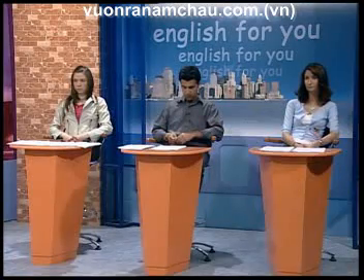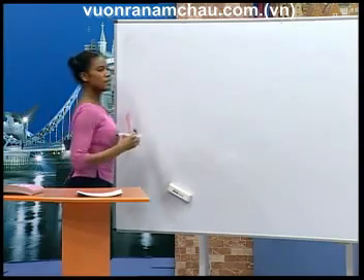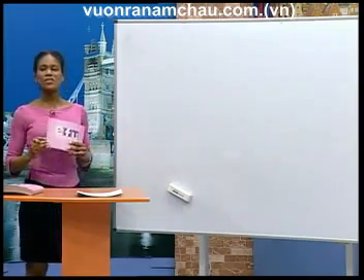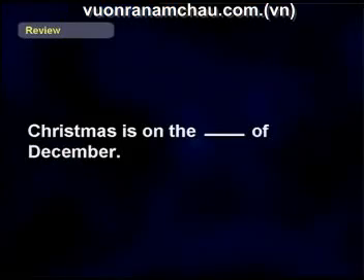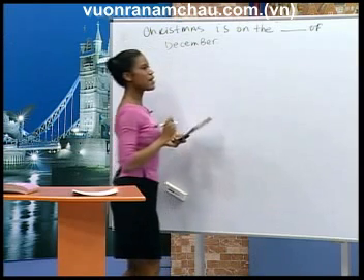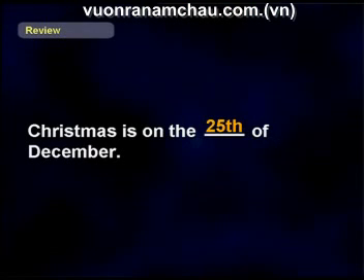Here's one more exercise using ordinal numbers. Okay, watch carefully. Fill in the blank using the ordinal numbers. Here's your example. Christmas is on the blank of December. This time, Anna, you go first. Christmas is on the 25th of December. That's correct.